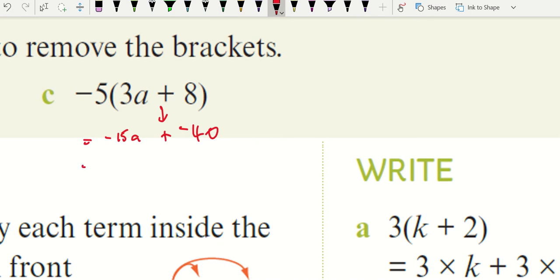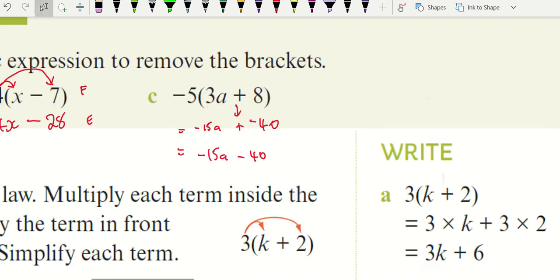Now we can see that we've got a plus and a negative. So I can rewrite this to say equals negative 15a take 40.